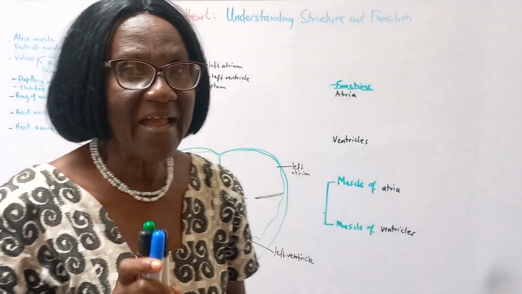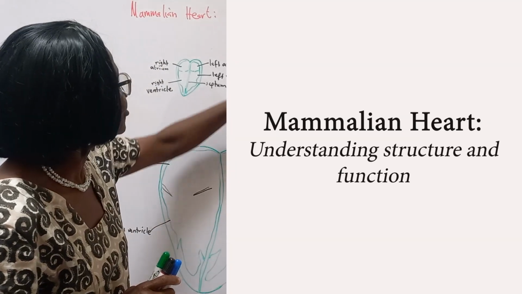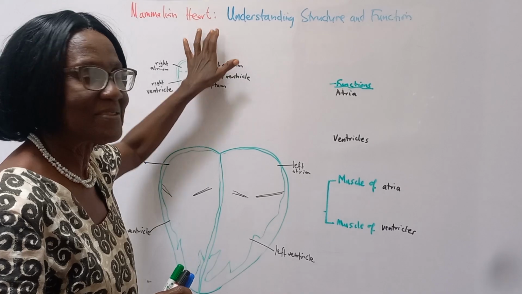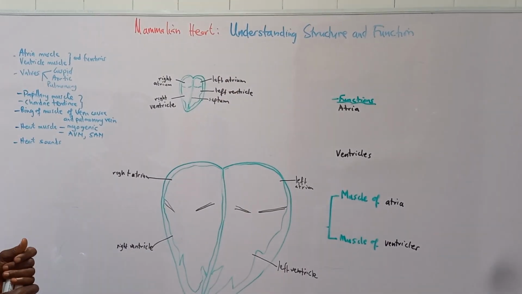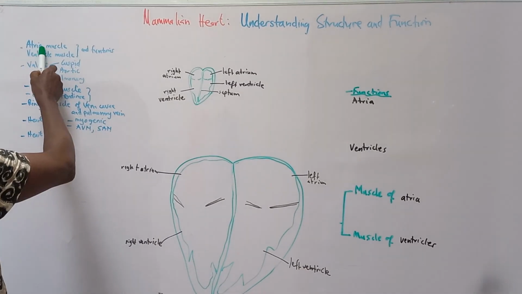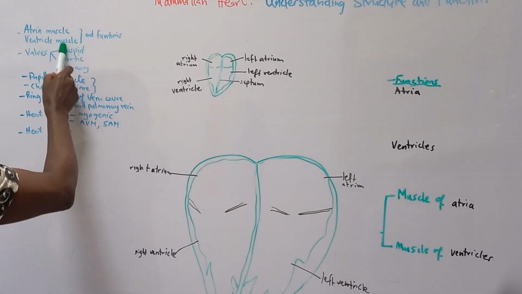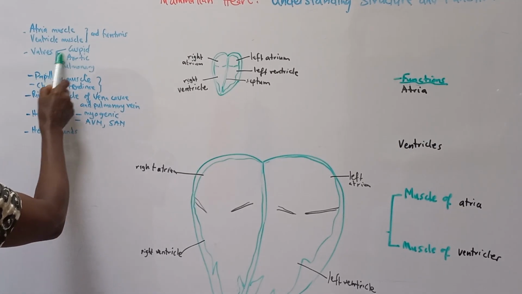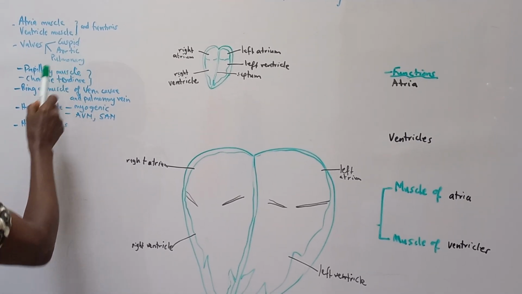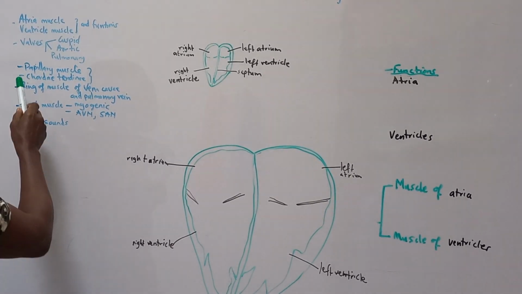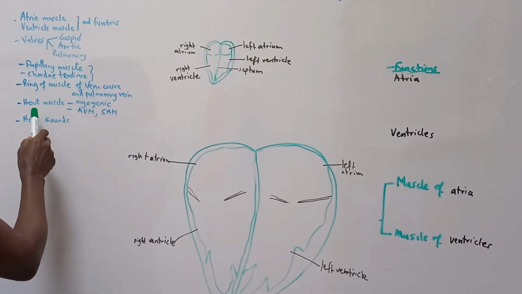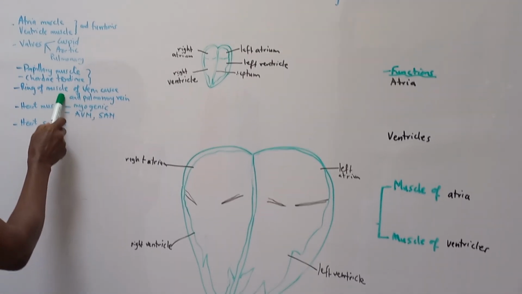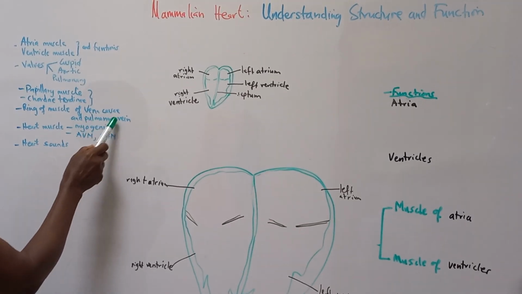Today, we would like to understand the structure and function of the mammalian heart. And we are going to discuss the atria, ventricle, the muscle, and the functions. We'll also discuss the valves, cuspid, aortic, pulmonary valves. We'll look at the papillary muscle, chordae tendineae together. We'll look at the ring of muscles of vena cavae and pulmonary vein.